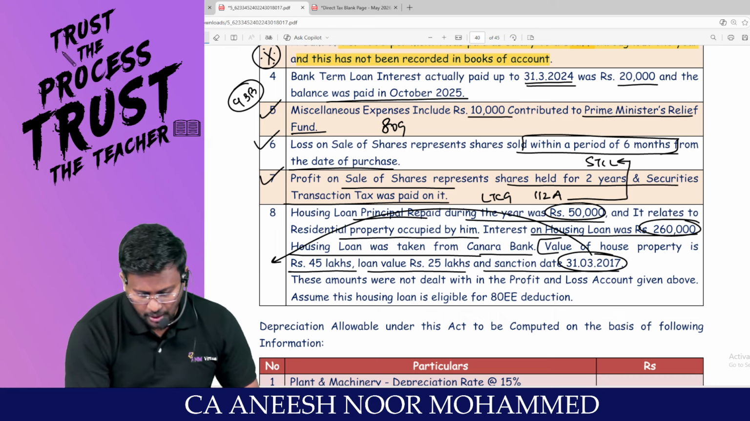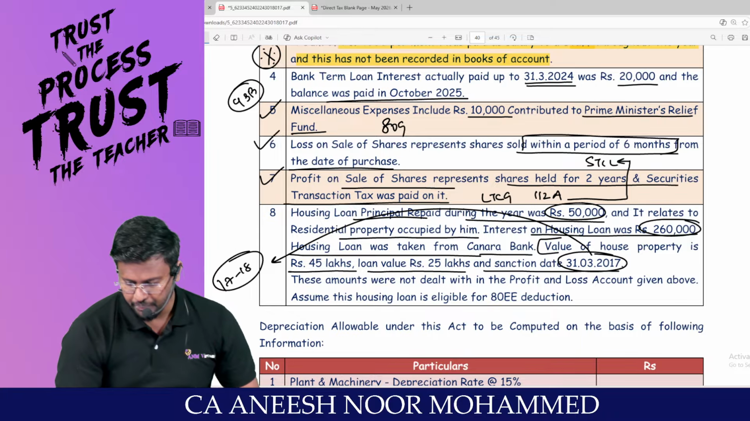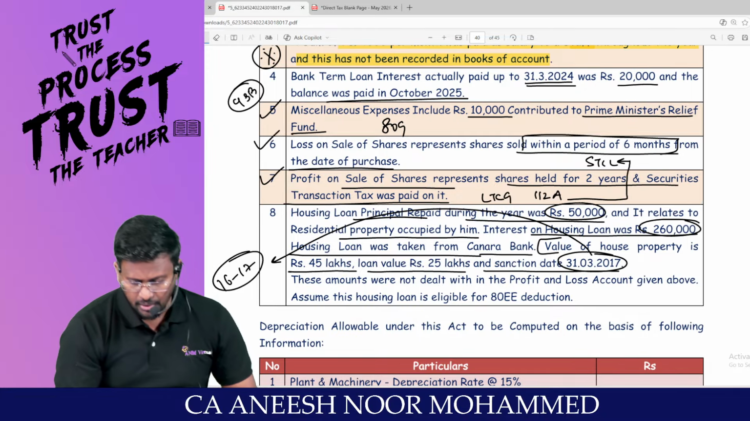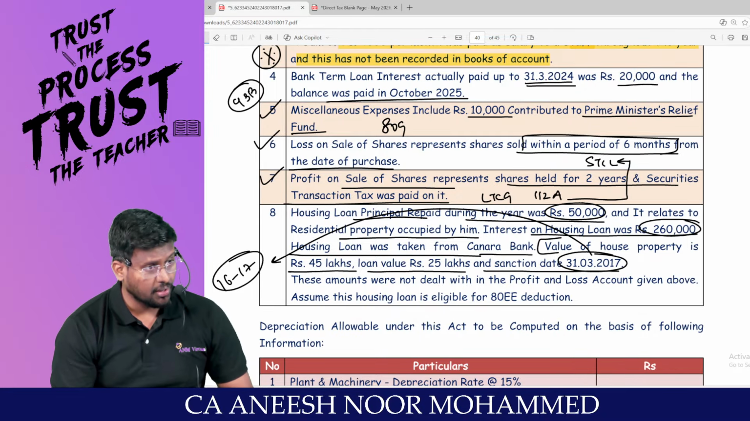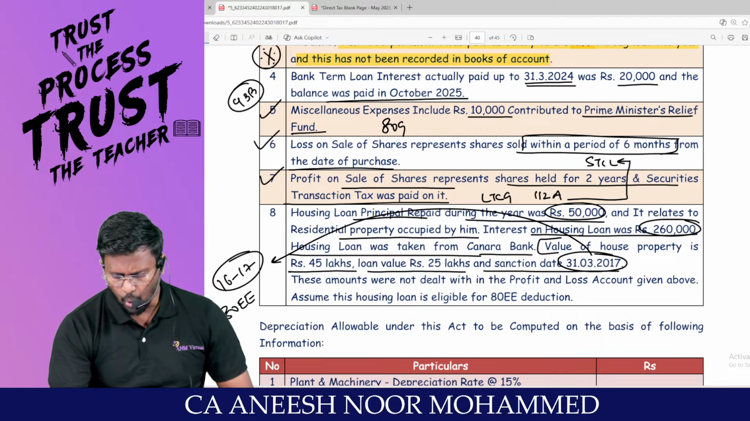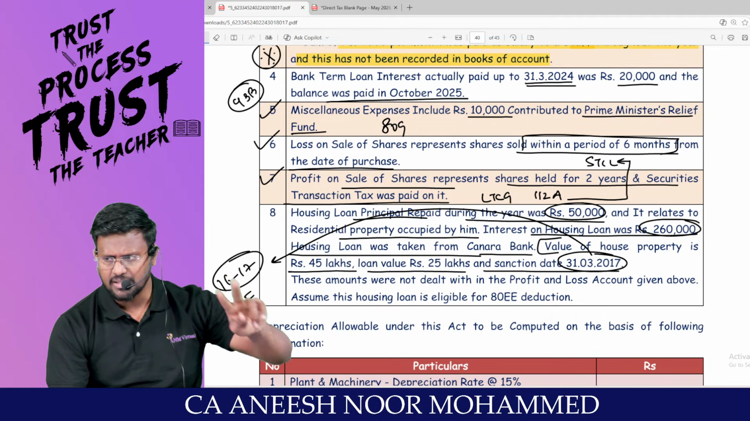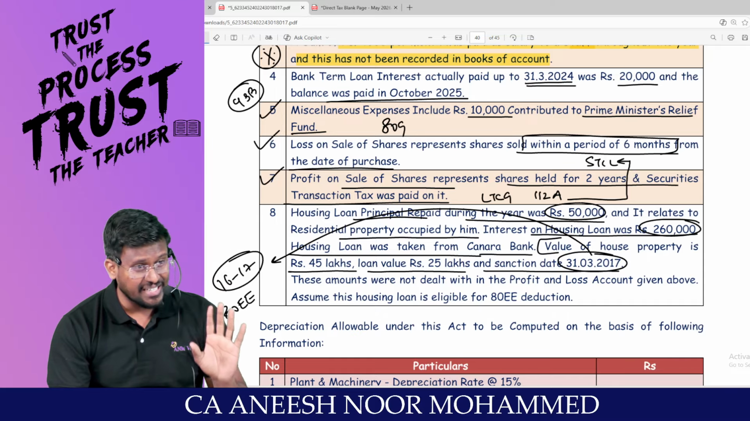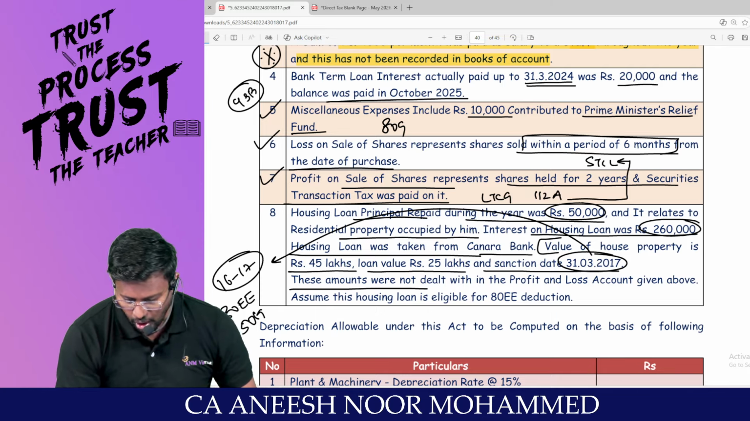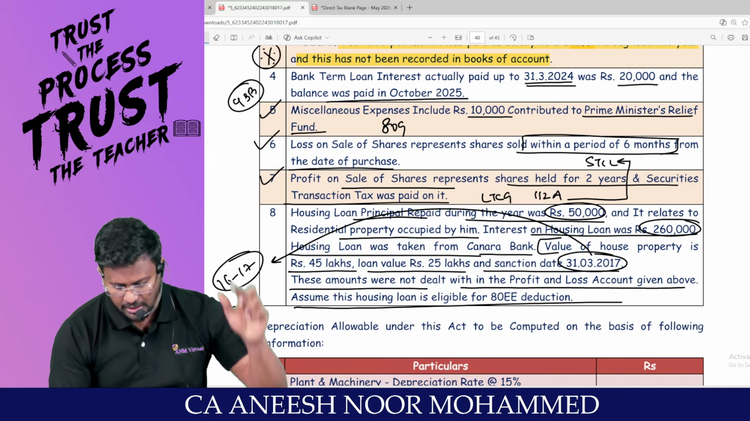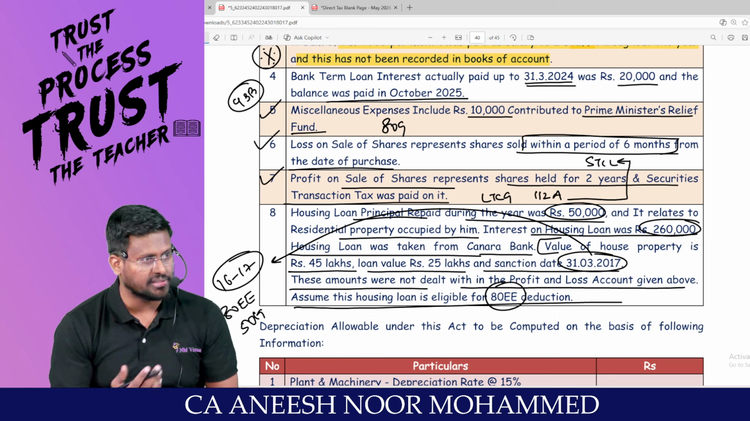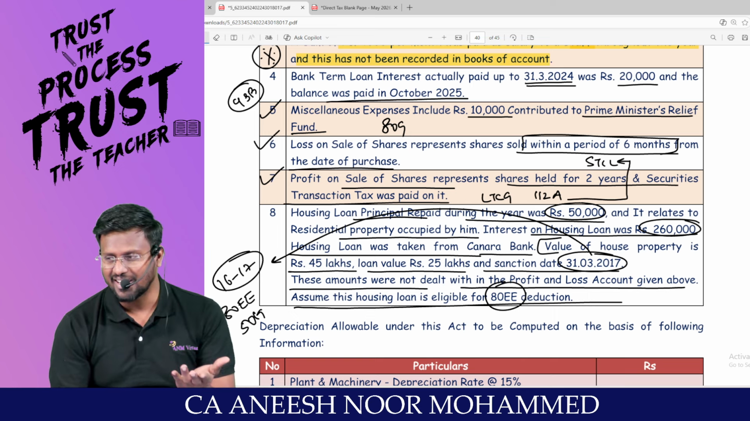Sanction date is 31/3/2017. That means, sir, the loan has been sanctioned in 16/17. Sorry. Sir, once the loan has been sanctioned in 16/17, 80EE Chapter 6A will be allowed. Out of 2,60,000, 2 lakh can be claimed as deduction under 24B. Remaining 60,000 is there. That will be restricted to 50,000. These amounts were not dealt in the P&L account given above, assuming this housing loan is eligible for 80EE deduction. The examiner themselves are saying that it is entitled for 80EE.